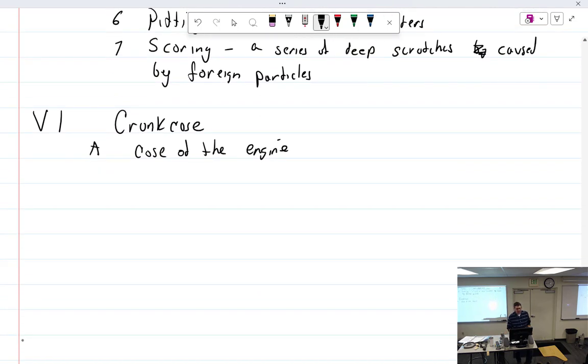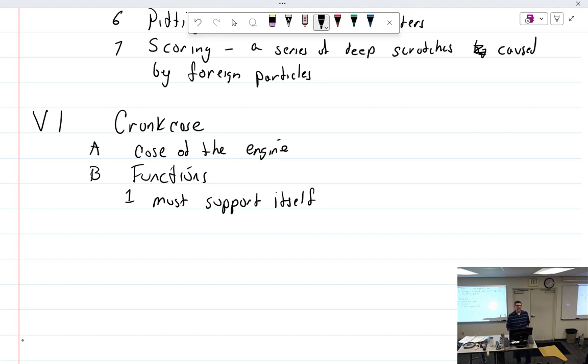Well, it's got a lot of functions if you were to think about it. One, unlike my children, it must support itself. I actually started to write that too. I could have said many of you. It has to support itself. It is what attaches to the motor mount, where the motor mount attaches to the airframe.